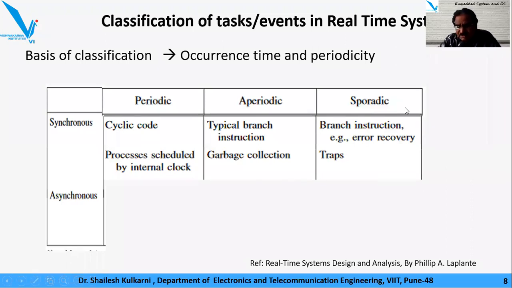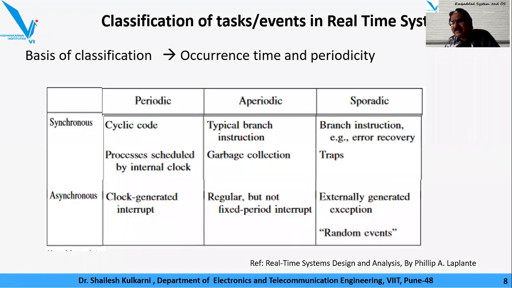Okay. In asynchronous periodic, what I have is clock generated interrupts. As I said, even though it is clock generated, in synchronous periodic I have the process scheduled internally. But with an external clock, like clock generated interrupts, the clock might be in fear of drifting. This is not completely internal, it is clock generated only. Internal clocks are said to be atomic clocks.